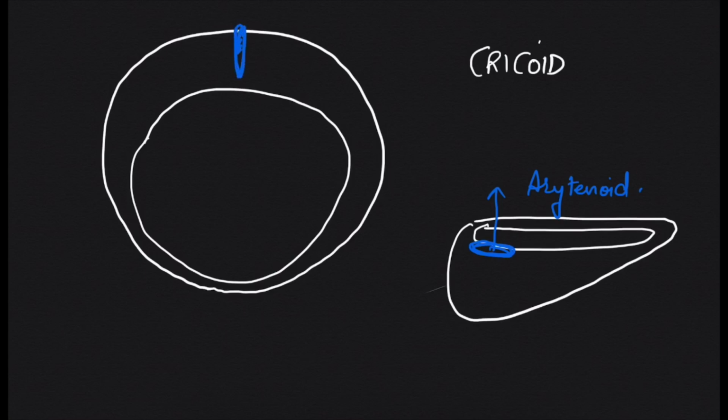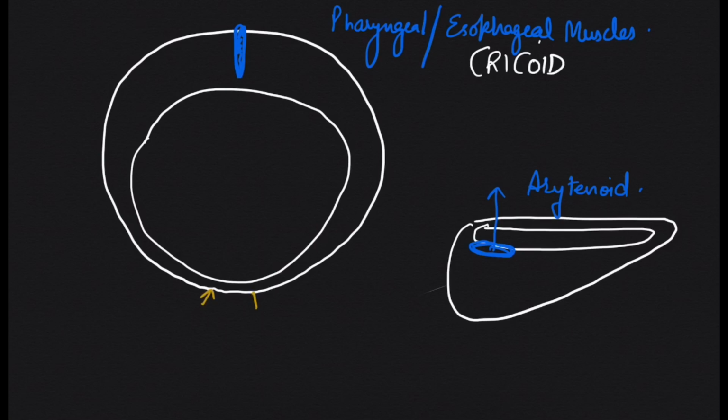From superiorly, if we see, there is a raphe in the middle, or a ridge, which gives attachment to the pharyngeal muscles. This ridge, or the pharyngeal ridge over the cricoid, this is the posterior surface. It allows for the attachment of pharyngeal or the esophageal muscles. Then anteriorly, as I have told you, it is thin.